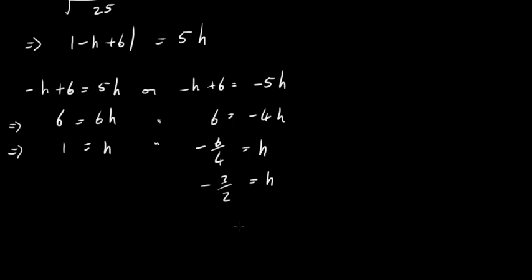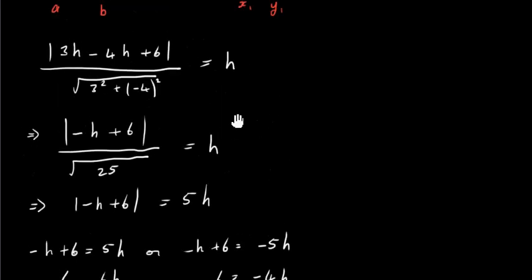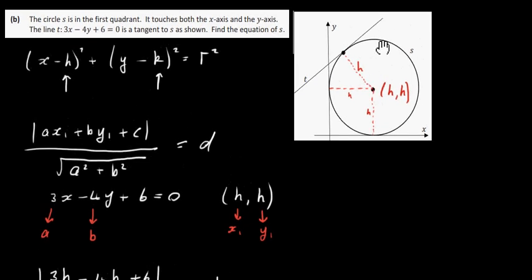So we've got two values for h here. However, the circle that we're actually given is in the first quadrant. So in actual fact our center is just going to be 1, 1. There is another circle with a center at minus 1.5, which is going to be down here in the third quadrant, but we're not dealing with that. We're only dealing with this circle here in the first quadrant, so it has to be 1, 1. So our radius also has to be 1.